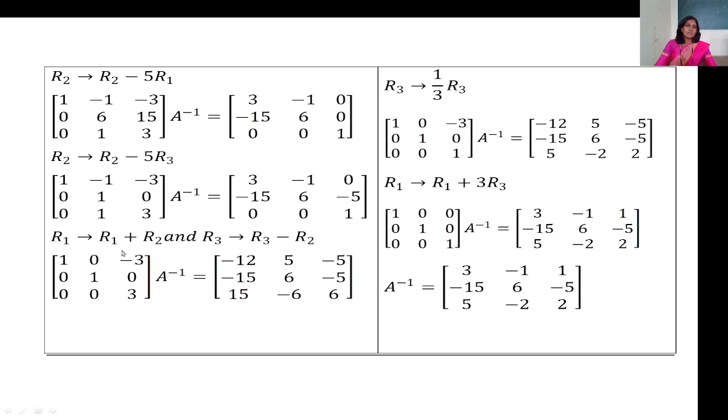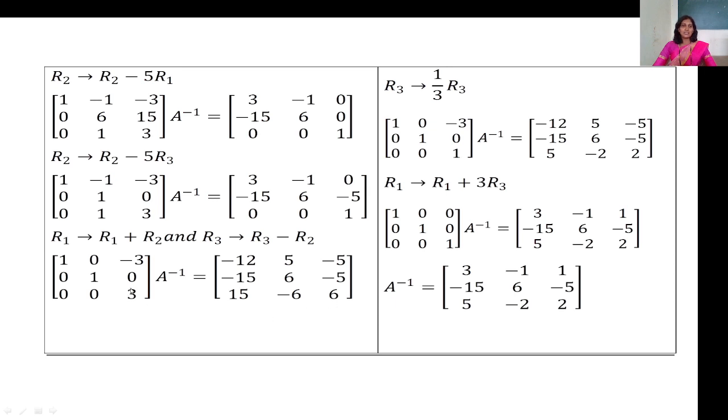Now we make two transformations at a time. That is, using this 1, we reduce this minus 1 into 0 and this 1 into 0. For that, we add this row and we subtract this row. That is R1 plus R2 and R3 minus R2. So, these two elements automatically get 0. R2 kept as it is. Just add R1 and R2. So, here minus 12, here 5, here minus 5. Now subtract: 0 minus 15, that is minus 15, 0 minus 6, that is minus 6, and 5 minus of minus 5, that is 6.